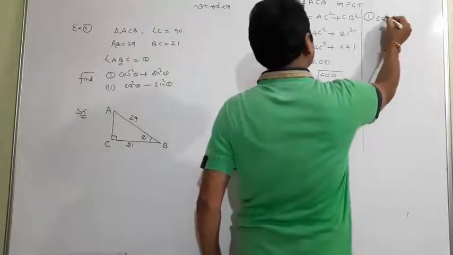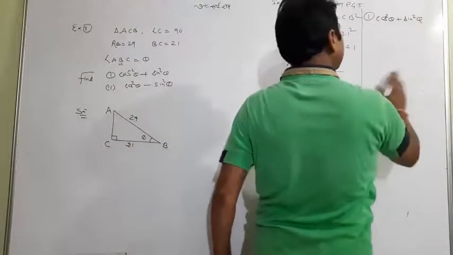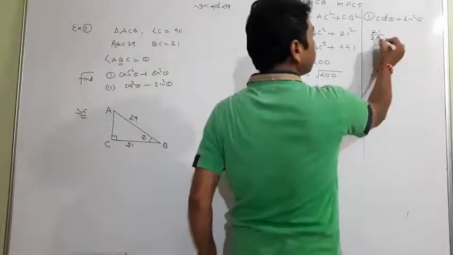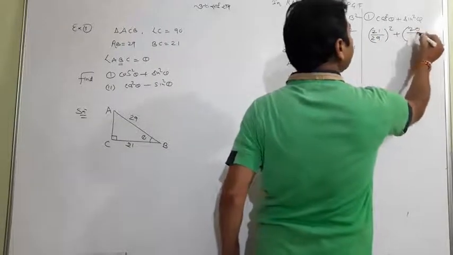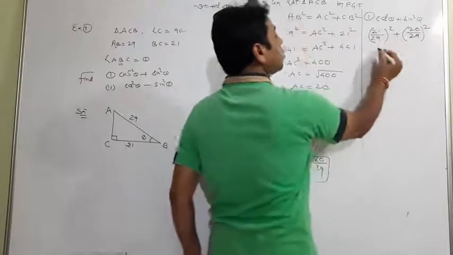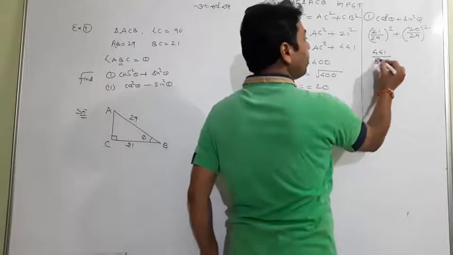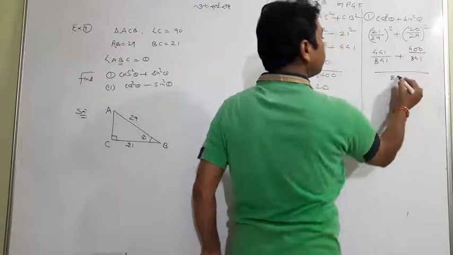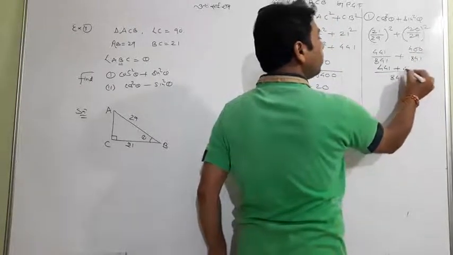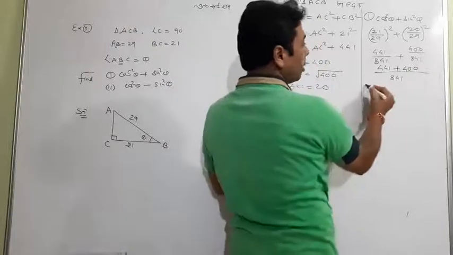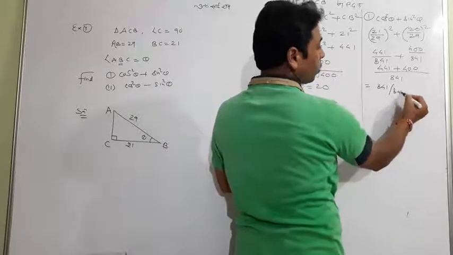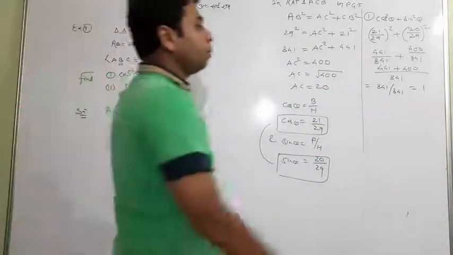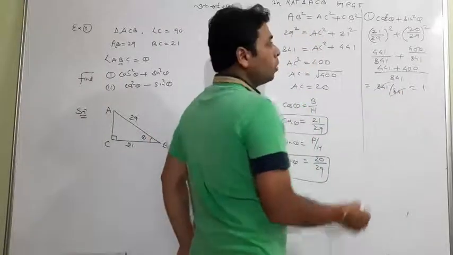We take the first question, cos square theta plus sin square theta. Cos theta is 21 by 29, and sin theta is 20 upon 29. This 21 square is 441 upon 841, and this is 400 upon 841. When we take the LCM, it's 441 plus 400, and the answer is 841 upon 841. So our answer is 1, which is the value of cos square theta plus sin square theta. Both cancel each other, giving answer 1. So this is the first question.